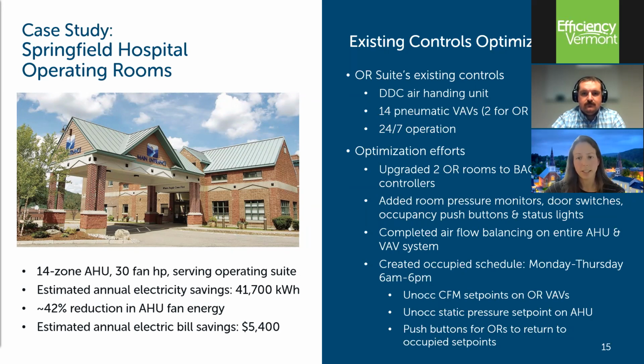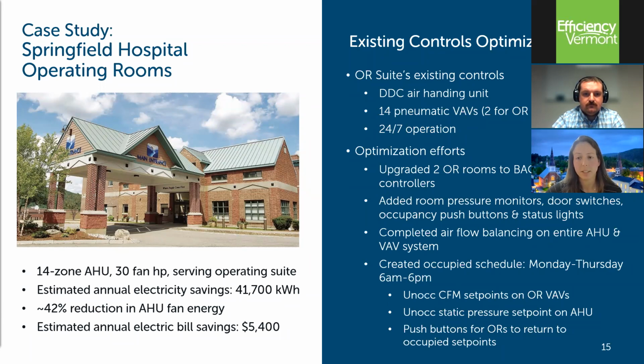The central air handling unit that serves the OR suite feeds 14 zones through variable air volume or VAV boxes, including the ORs themselves, as well as central sterilization spaces and prep rooms. To get a sense of size, the air handling unit has a 25 horsepower supply fan and a 5 horsepower return fan, and is capable of moving 15,000 CFM of air.